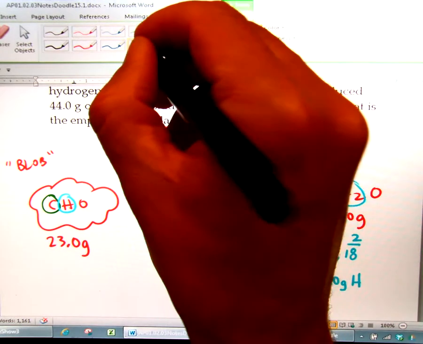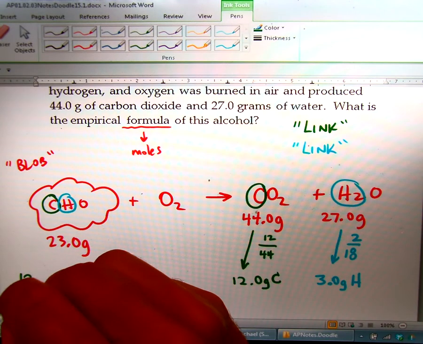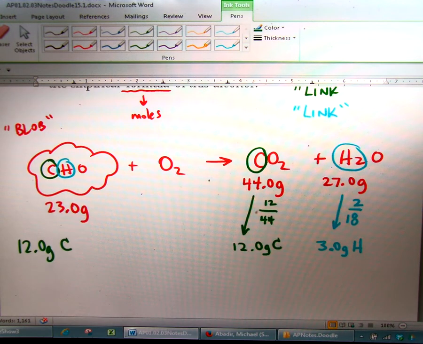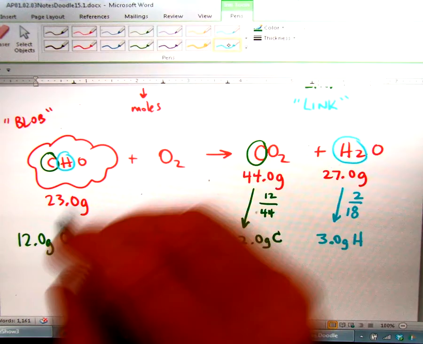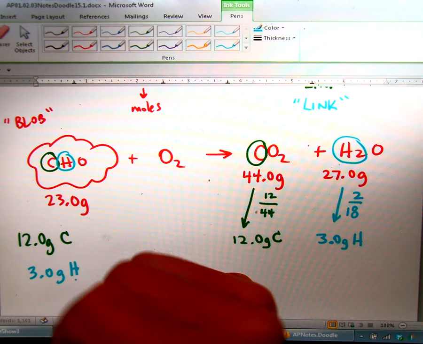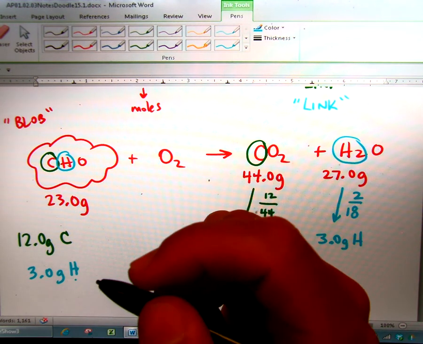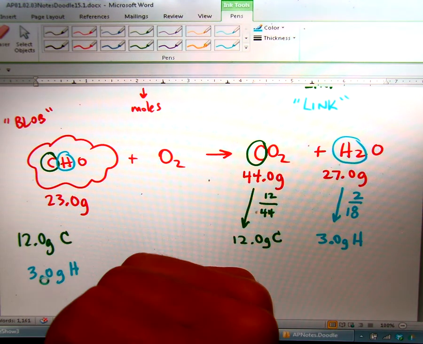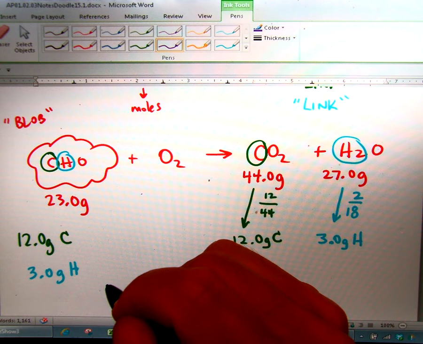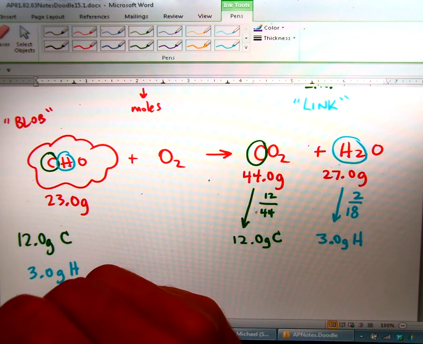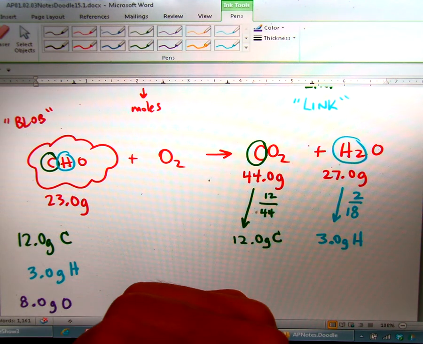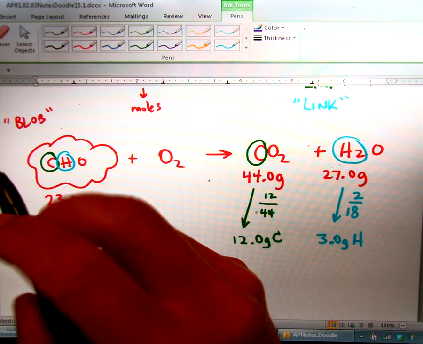So let's write that down. 12 grams of carbon. We have 3 grams of hydrogen. And of course, since these two weigh 12 and 3, which is 15, the oxygen must be the leftovers, which is going to be 8. Okay, because all these have to add up to 23.